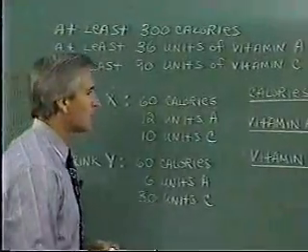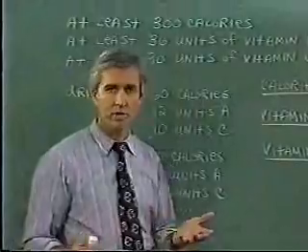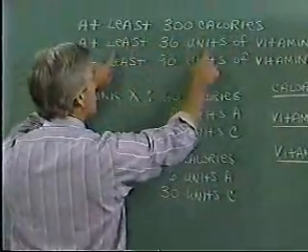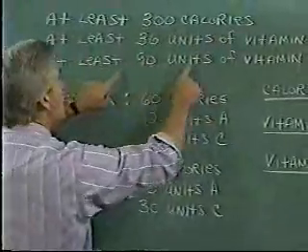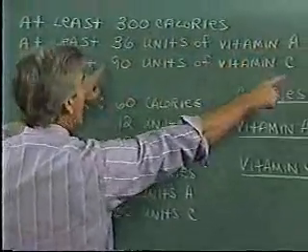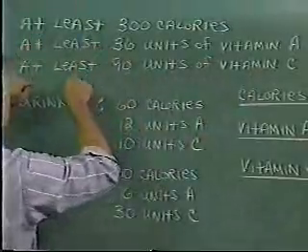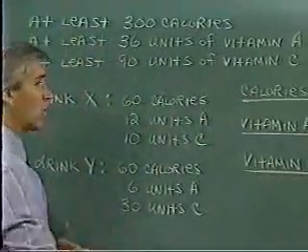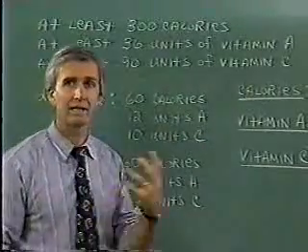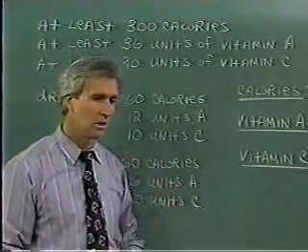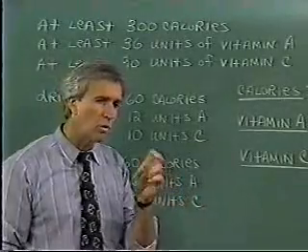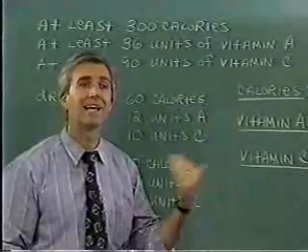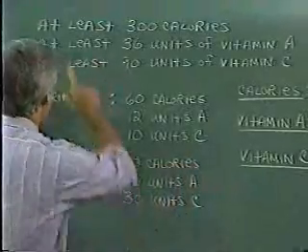Well, let's outline the information involved in the problem. We want at least 300 calories, at least 36 units of A, at least 90 units of C. That's vitamin A and vitamin C. Now, this phrase, at least, leads to an inequality, greater than or equal to. The words at most would lead to a similar kind of inequality, less than or equal to.